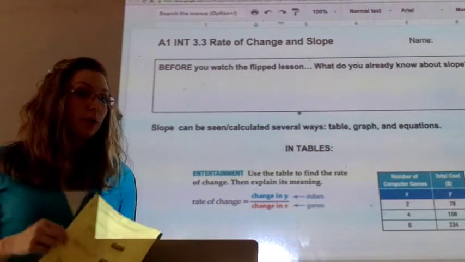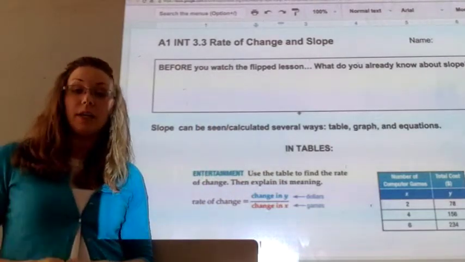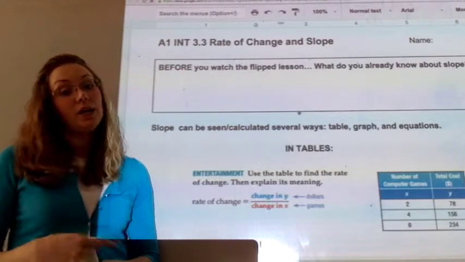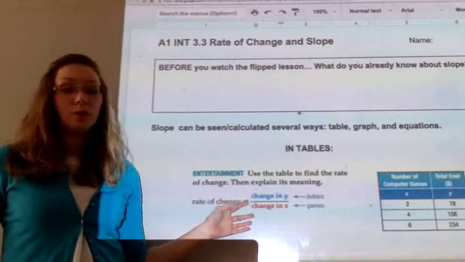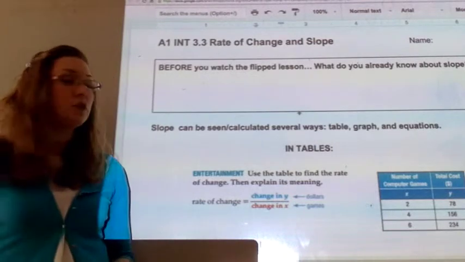I have yellow copies, but if not, a link to this actual page is on my homework site, so you can feel free to print one out and take notes on it. It has all of our examples we're going to be using today, so you want to make sure that you really do have it handy and that you're taking your notes on this sheet.